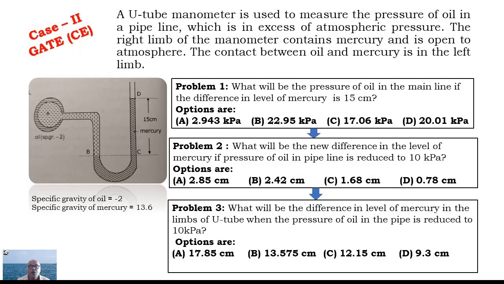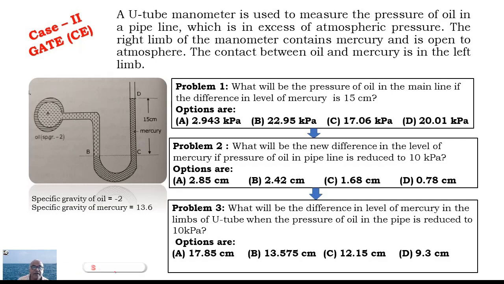Then problem number 2, what will be the new difference in the level of mercury if pressure of oil in pipeline is reduced to 10 kilopascal? Options are A is 2.85 centimeter, option B is 2.42 centimeter, option C is 1.68 centimeter, and option D is 0.78 centimeter. And problem number 3, what will be the difference in level of mercury in the limb of U-tube when the pressure of oil in the pipe is reduced to 10 kilopascals? So options are A is 17.85 centimeter, option B is 13.575 centimeter, option C is 12.15 centimeter, and option D is 9.3 centimeter.